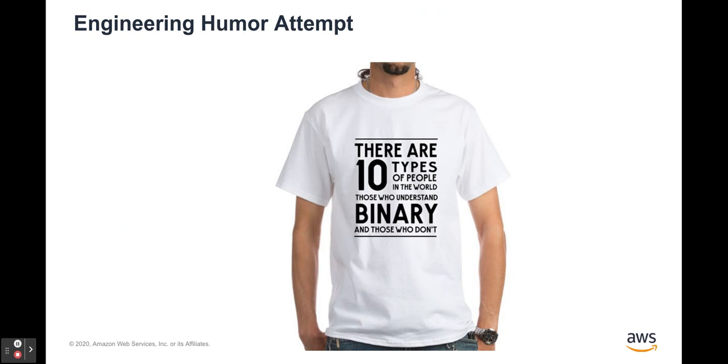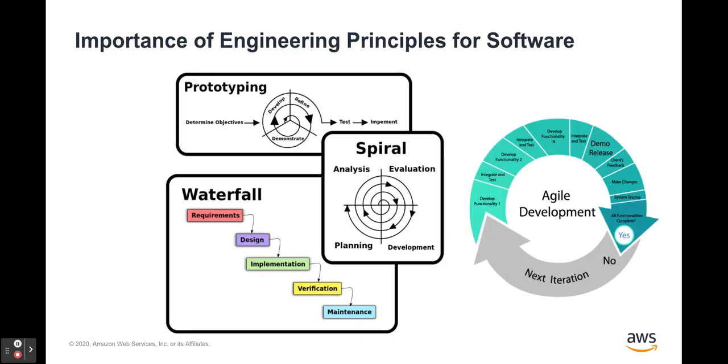So there are 10 types of people in the world, those who understand binary and those who don't. So does anybody understand this one? All right, who can explain this one? Go ahead. Because 10 is 2 in binary. Right, so in binary, you can only have 2 digits, 1 and 0. So to represent the number 2, you have to go into the second digit, which is 2 to the first. So that equals 2. All right.